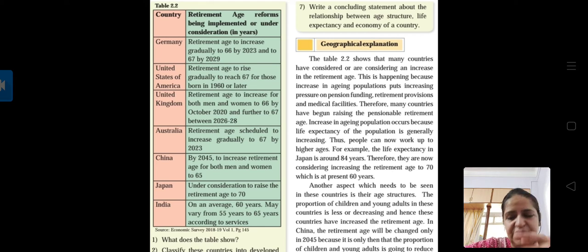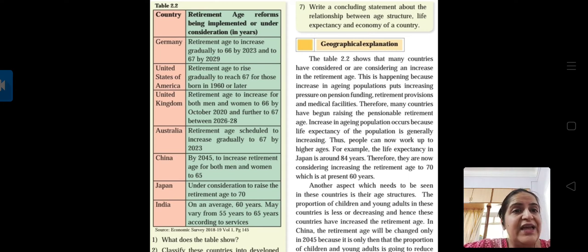Now, there could be a question which will be asked, that why has the retirement age bar been raised? Why has it been raised? So you'll have to know the reasons. You'll have to elaborate on these 3 points and take an example of any country and elaborate. Give an example of that. Thus, people can now work up to higher ages.